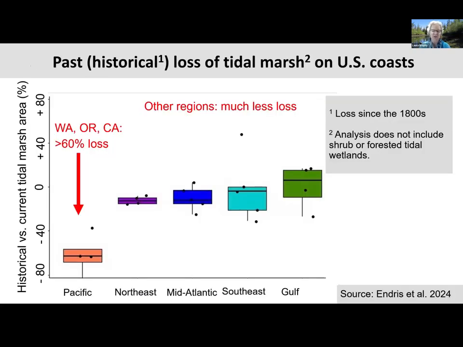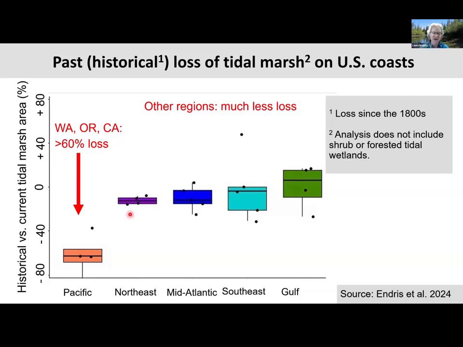So there's also a big contrast between the east and west coasts in terms of tidal wetland losses. In our 2024 paper, Andrus et al., we were able to quantify tidal marsh loss since the 1800s. We couldn't do this for shrub and forested tidal wetlands because we just don't have the right kind of data. But for tidal marsh, the average loss across Washington, Oregon, and California was greater than 60% of tidal marsh.